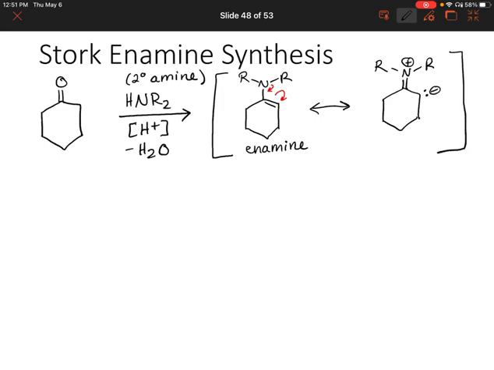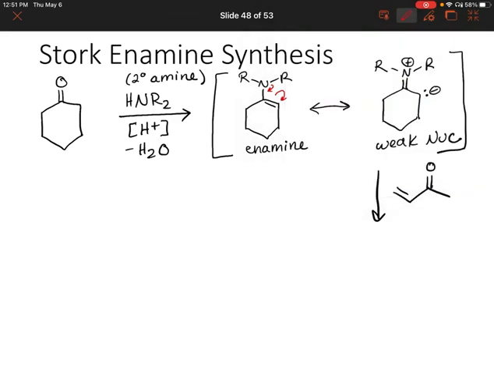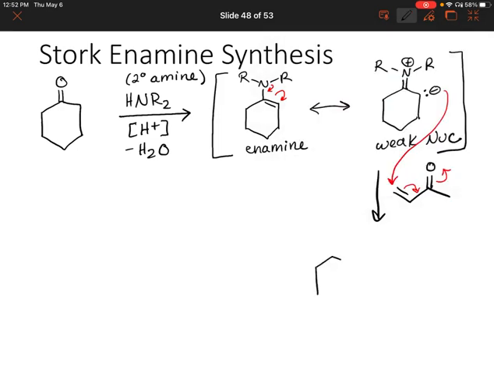Okay, so now this is our weak nucleophile. Now we're going to attack our alpha beta unsaturated ketone. And because this is a weak nucleophile, this will attack the carbon 4 position. So we'll end up with that 1,4 addition product. All right, so this is our intermediate.